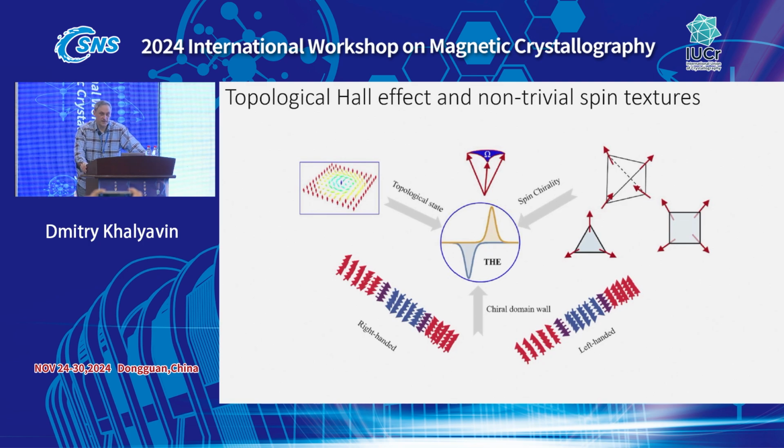In theory, any magnetic structure with what is called non-trivial spin topology or texture can demonstrate this effect. So what does non-trivial mean? It means that we can define some quantity, which is called spin chirality. It's a three-spin quantity, just a mixed product between three spins.